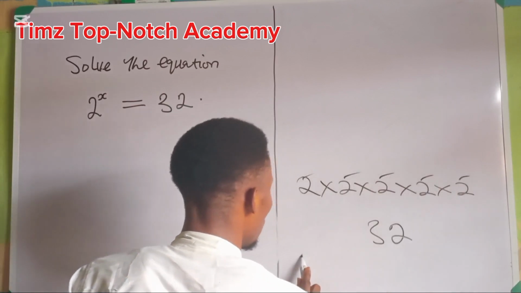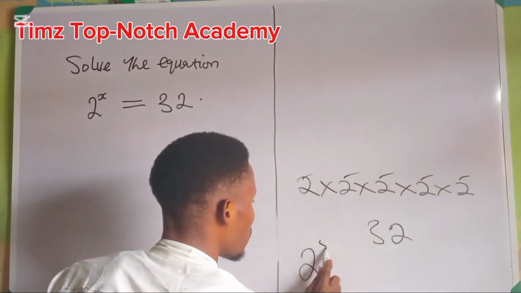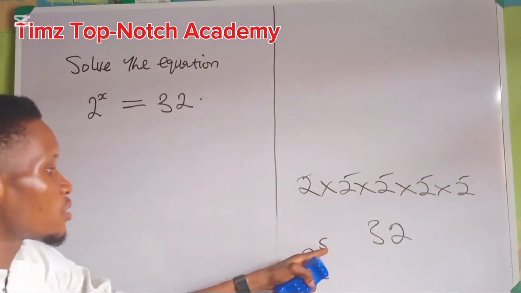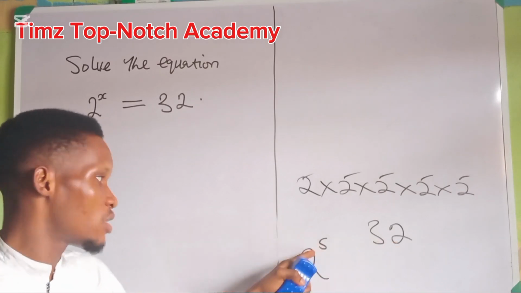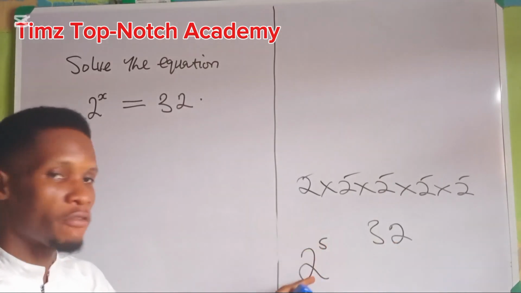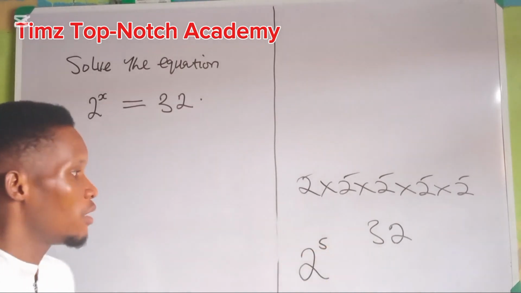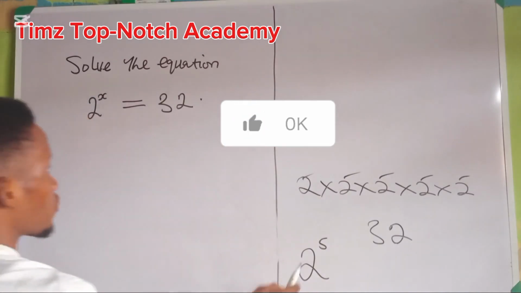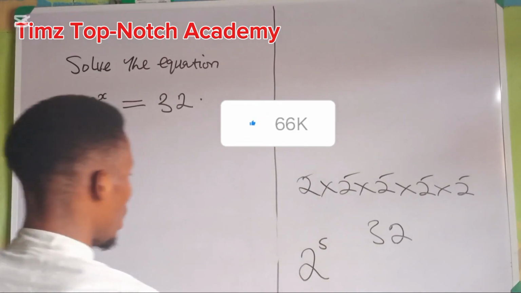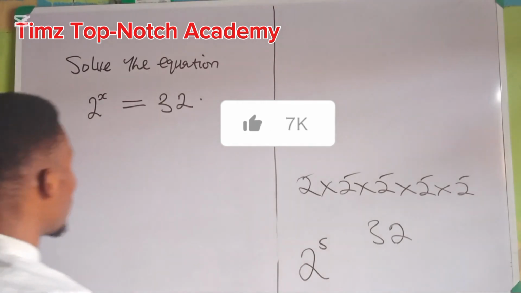So it means we now represent it as 2 raised to power 5. This shows how many times 2 multiplies itself to give us 32. That is 2 exponent 5, or 2 raised to power 5, to give us 32. So we now transform this so that they will be in the same base. So what do you do now?